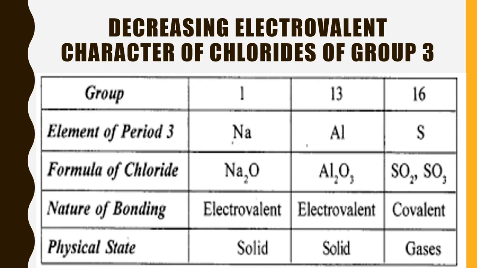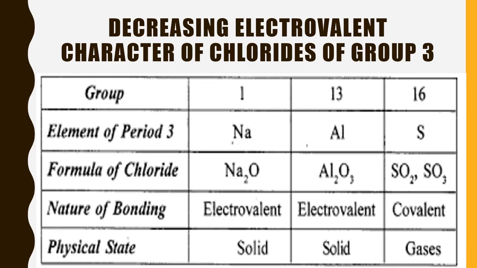When we move across the period, how does the electrovalent character decrease? For example, I have taken chloride compounds, to see how they go from electrovalent to covalent bonds. The period 3 elements I have taken are sodium, aluminium and sulfur. Sodium forms sodium chloride, or sodium oxide, an electrovalent bond. The physical state is solid. The next one is aluminium, forming aluminium chloride and aluminium oxide. It is also making an electrovalent compound.